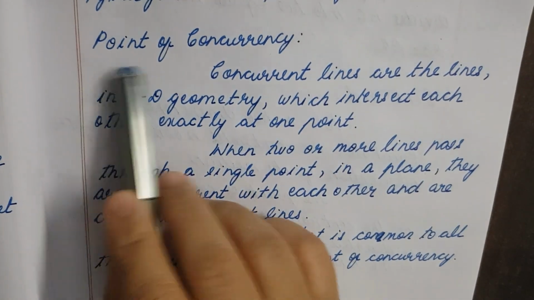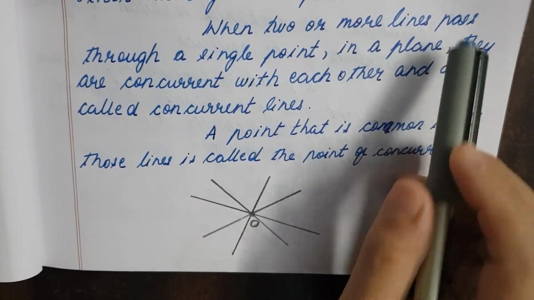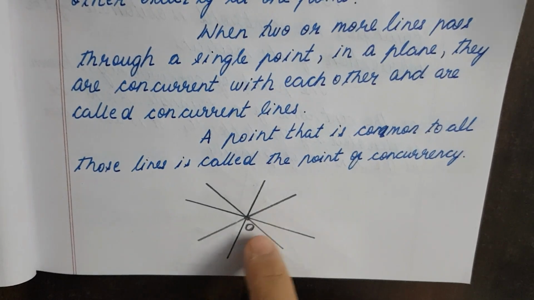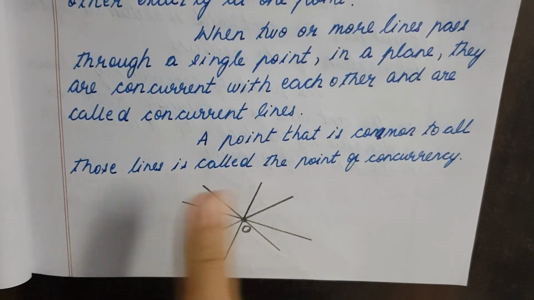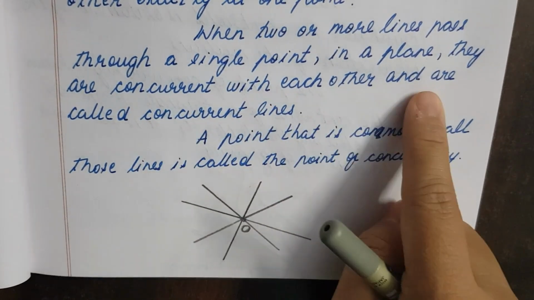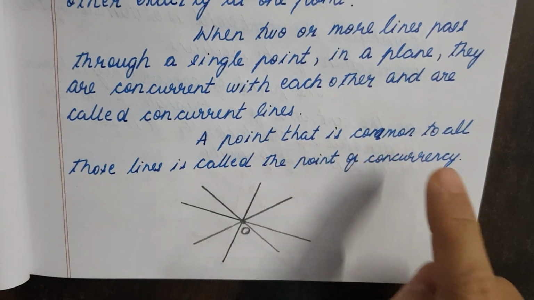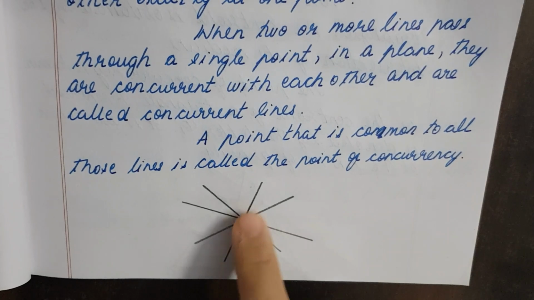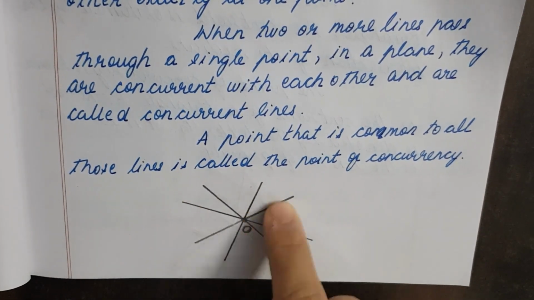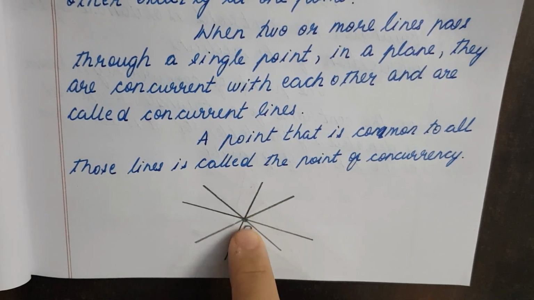Next, moving on to point of concurrency. So when two or more lines pass through a single point in a plane, they are concurrent with each other and are called concurrent lines. So a point that is common to all those lines is called the point of concurrency. So இந்த எல்லா லைன்ஸ்க்குமே ஒரே ஒரு பாயிண்ட் தான் காமனாக இருக்குது. ஸோ this point is called as the point of concurrency.